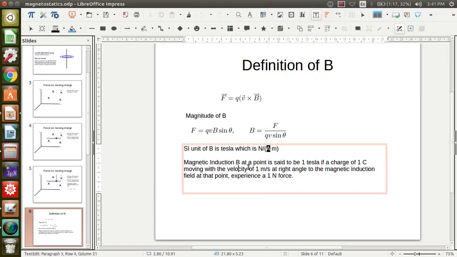So the magnetic field induction at a point is said to be 1 Tesla if 1 coulomb of charge is moving with a velocity of 1 meter per second at right angle, so that if it moves at a right angle, your sin theta basically becomes 1, at right angle to the magnetic field induction field, and at that point experiences a 1 Newton force.